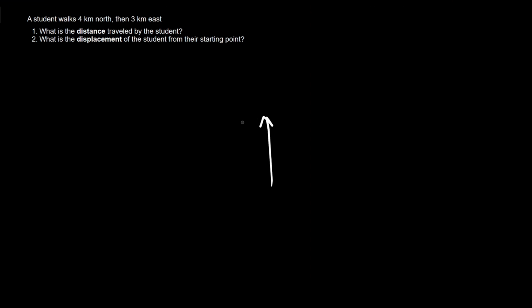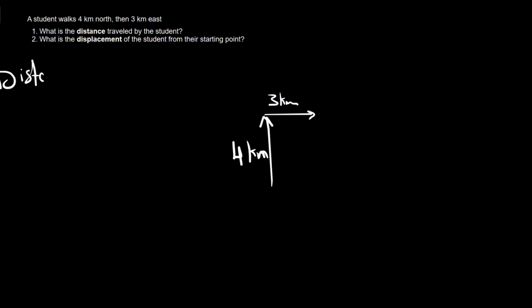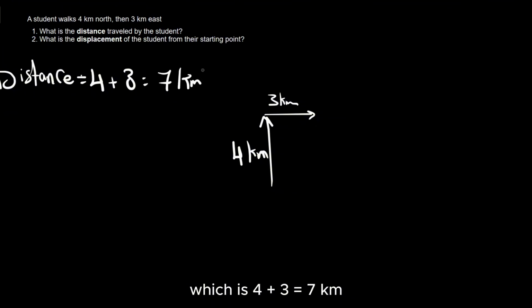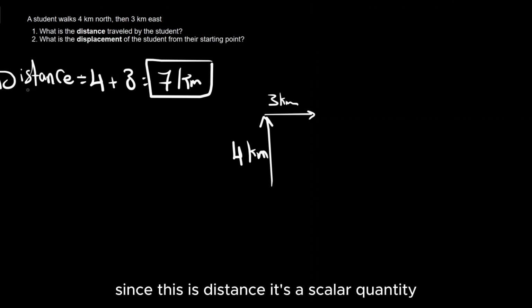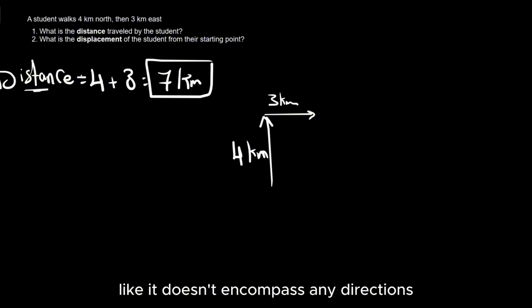Okay, so moving to the next question is pretty much similar to the one before it. So 4 kilometers to the north, and then 3 kilometers to the east. So we know how to get the distance. So distance equals the sum of these two sides, which is 4 plus 3 equals 7 kilometers. You don't need to mention any direction since this is distance. It's a scalar quantity. It doesn't encompass any directions.